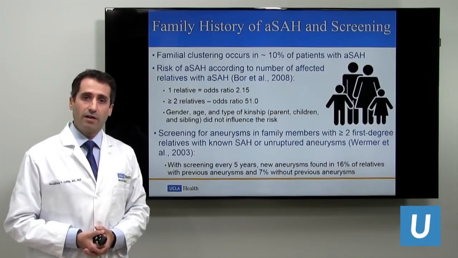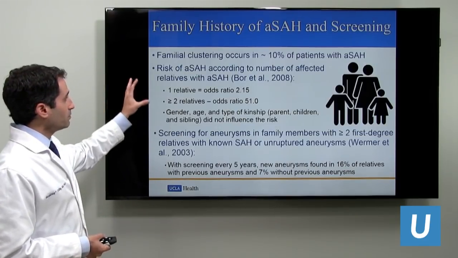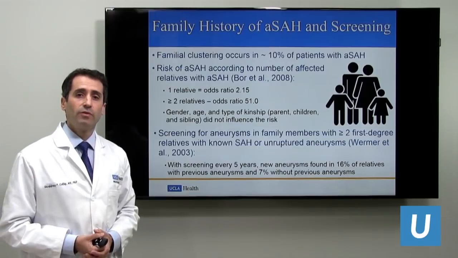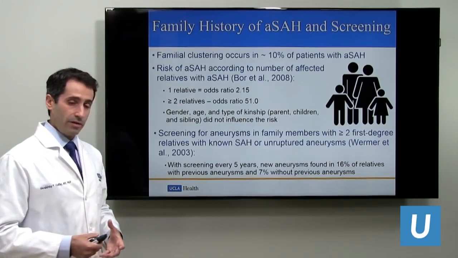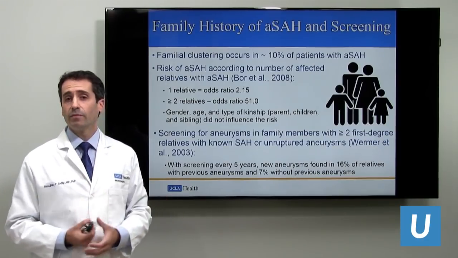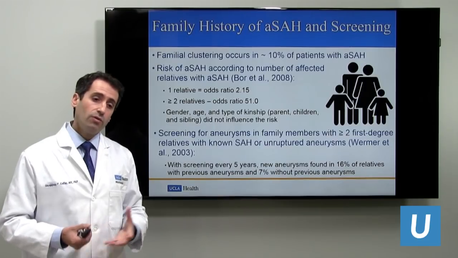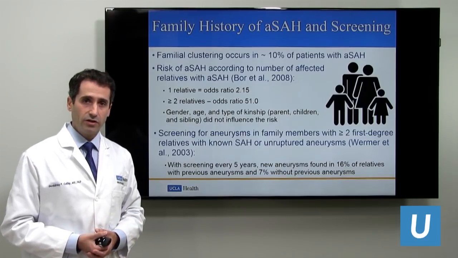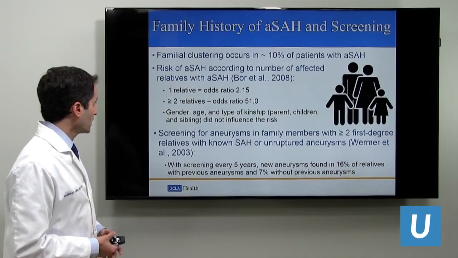At what risk am I because of this association with my family? So about 10% of the time, there's clustering within families of aneurysms and subarachnoid hemorrhage. If you have a family member with either an aneurysm or a history of subarachnoid hemorrhage, you are at higher risk than the general population. And there are various studies that demonstrate these facts.